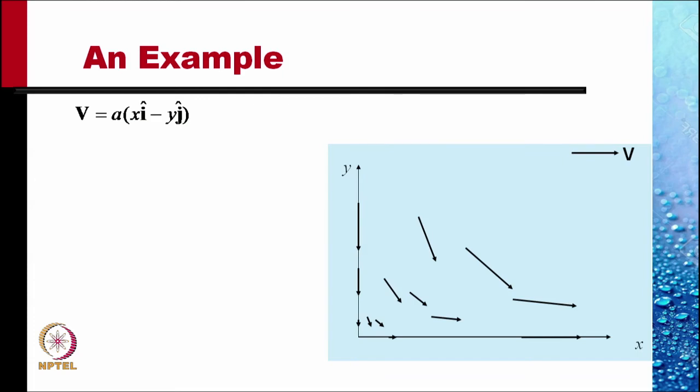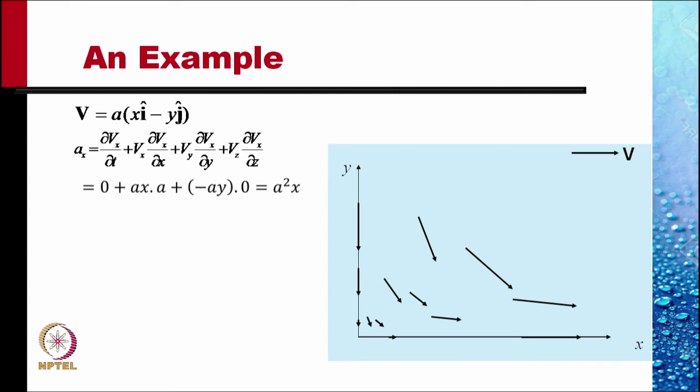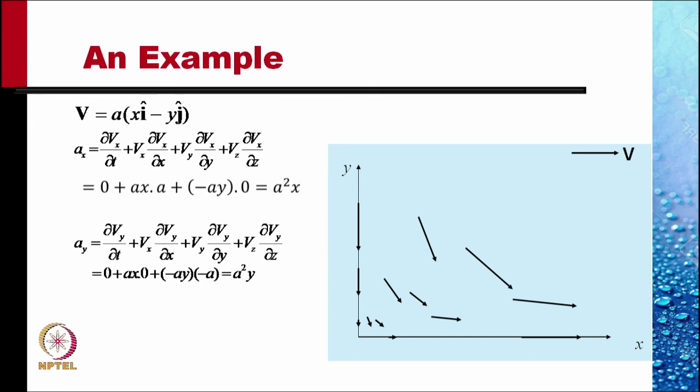Now let's determine the acceleration. Acceleration of particles which are at location x and y. Ax, the x component of acceleration, by the Euler acceleration formula, is del Vx by del t, the local rate of change, plus the convective rate of change. And if I evaluate each of these terms, I get Ax as a squared x. There is no Vz component. There is no component normal to the plane of paper. Similarly, ay is evaluated by differentiating this with respect to t, x and y, and we get a squared y.